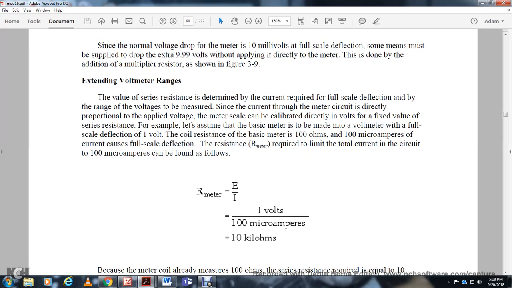3.9. Alright, extending the voltmeter range. For the resistor, determine the current required for the full scale deflection of the meter. The trick is that the voltage range is proportional, so the voltmeter scale can be calibrated directly in volts with a fixed value of the series resistance.